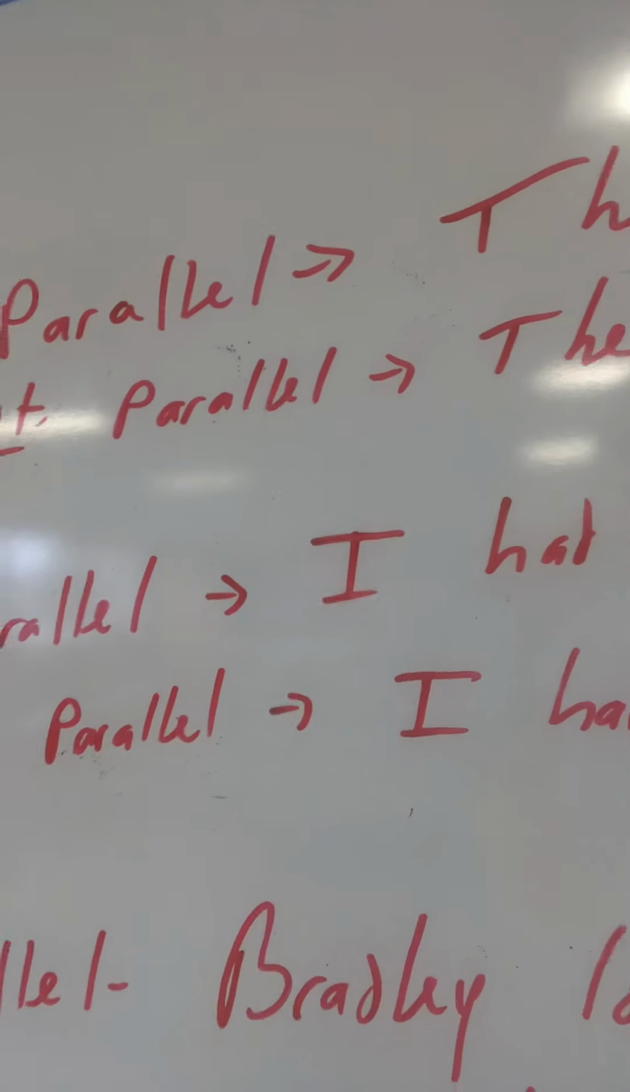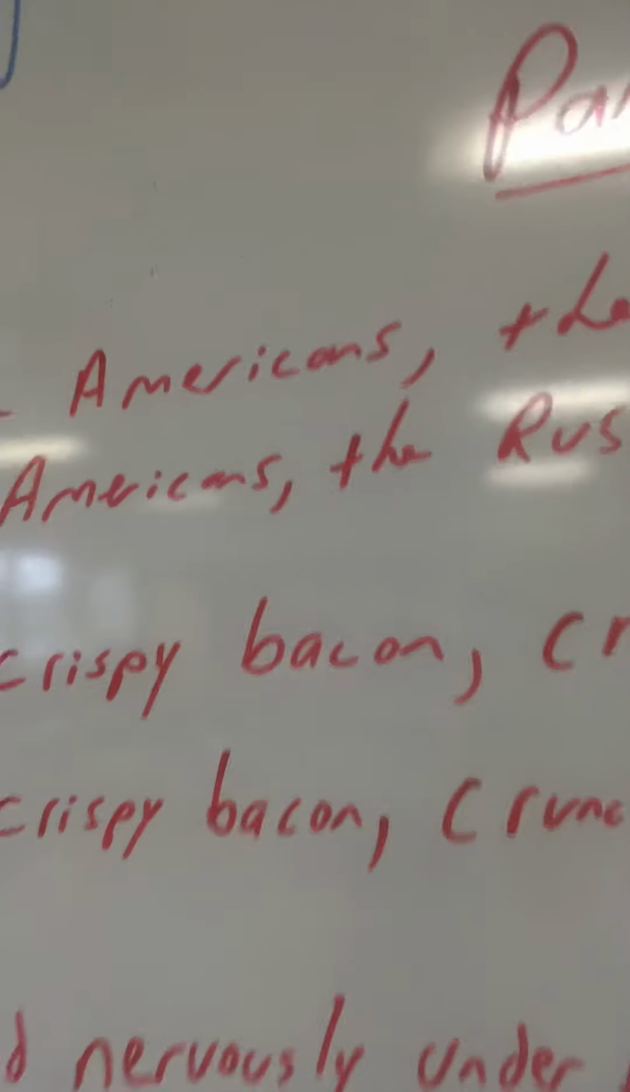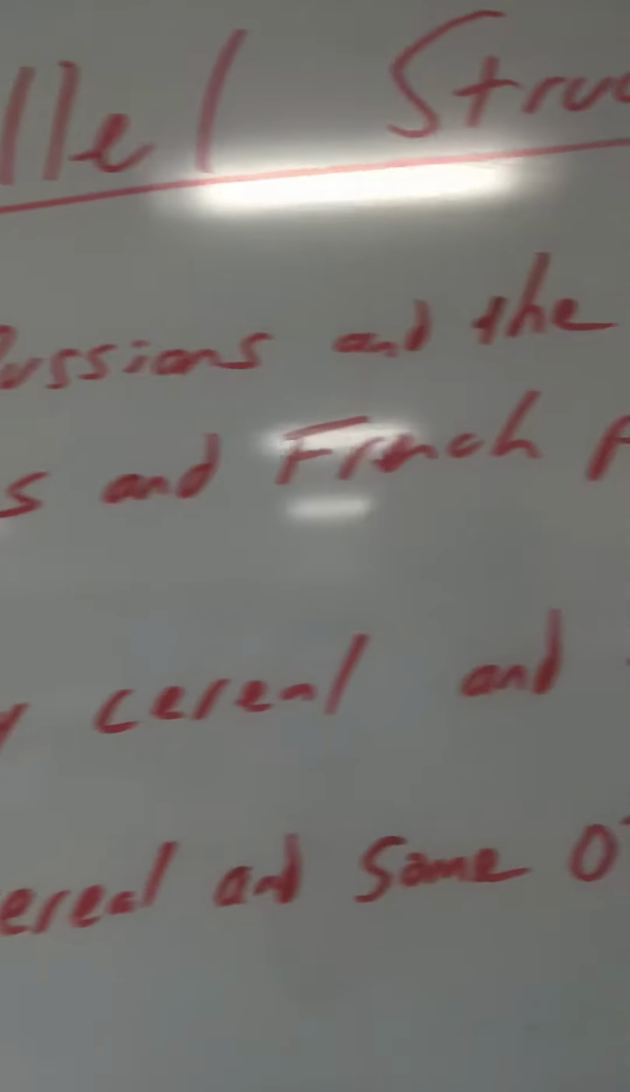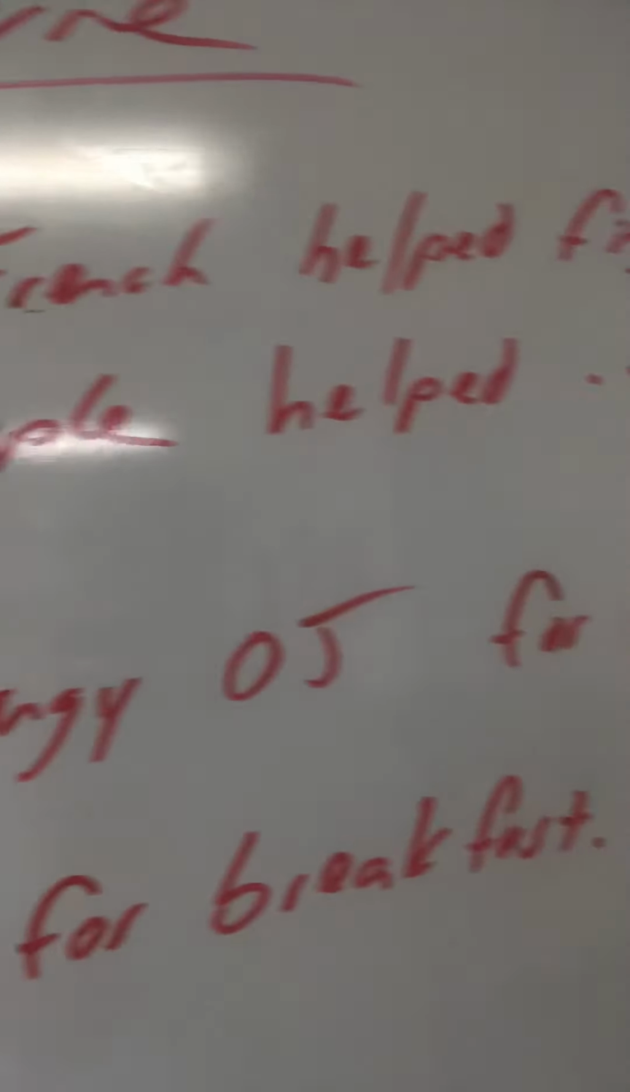Okay, here's an example of messing it all up, okay? Here we go, here's the mess up version. So, non-parallel. I had crispy bacon, crunchy cereal, and some OJ for breakfast. Now that's not wrong, it's just not parallel. It doesn't have the same flow because some is not an adjective.